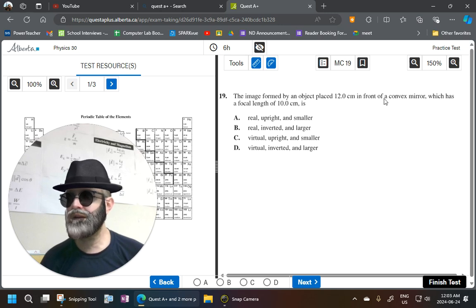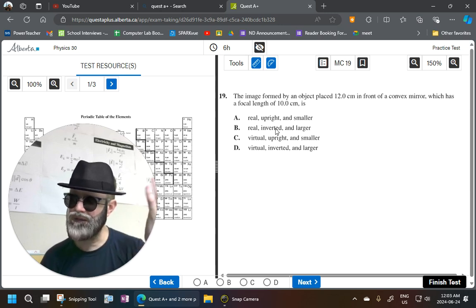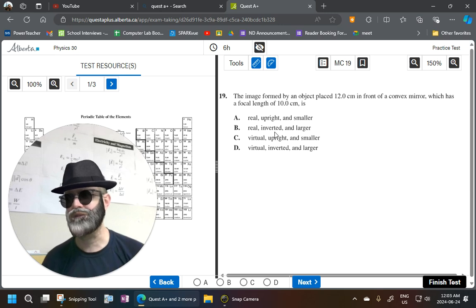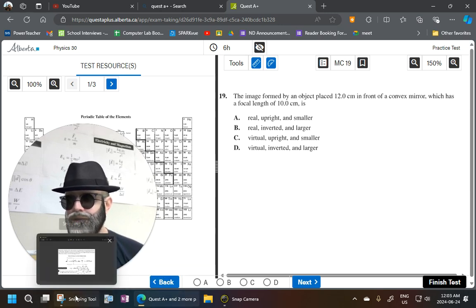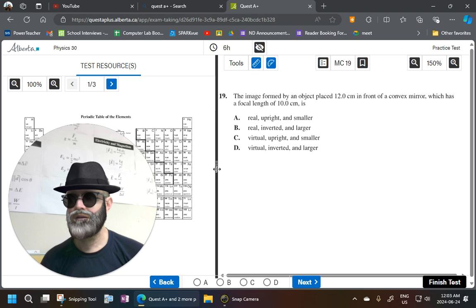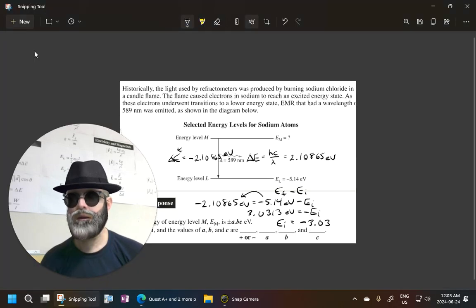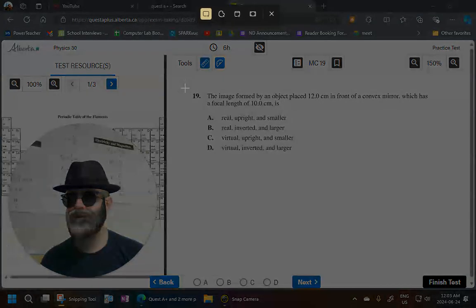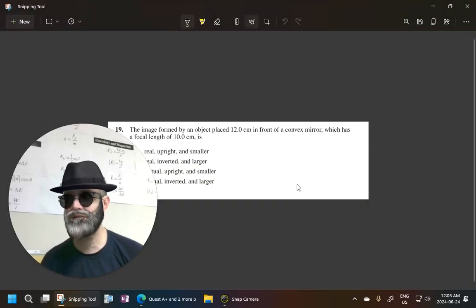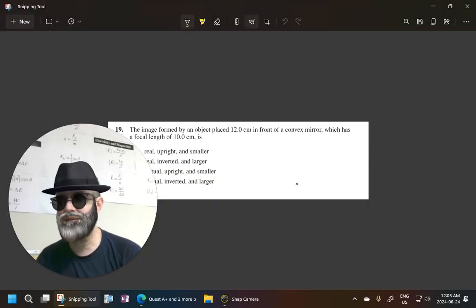Image formed by an object placed in front of a convex mirror. Focal length of that. They use upright and inverted now. They used to use erect and inverted. Okay, so we just want to figure out, using a convex mirror, what that focal length means. So if the focal length is 10, because it's convex, it's negative 10 centimeters.